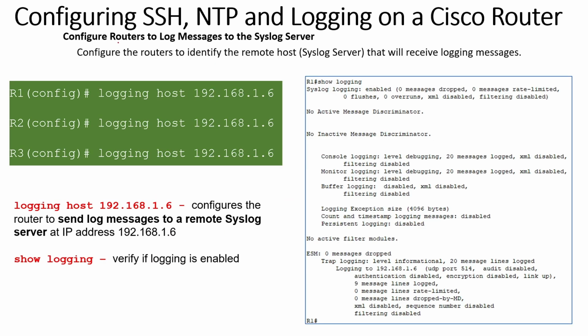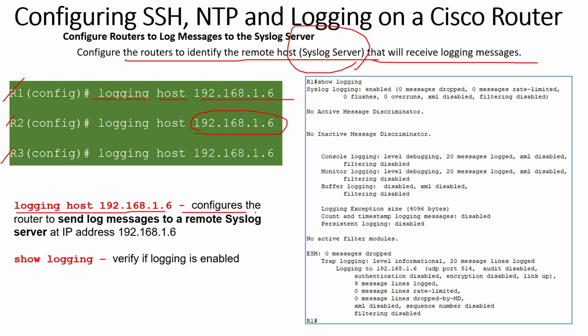Next, we will configure the routers to log messages to the syslog server. We configure the routers to identify the remote host, and that is the syslog server, that will receive logging messages. So the command is logging host, then the IP address of the log server. We need to configure these commands on the 3 routers so that the routers will send the logs to this particular syslog server.